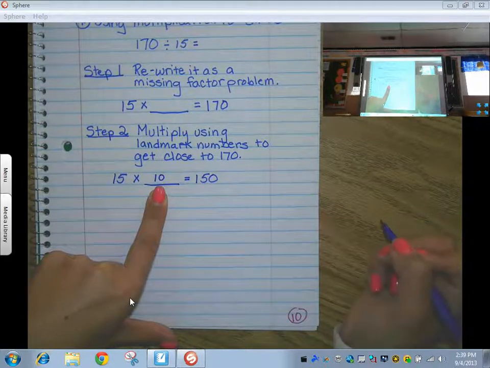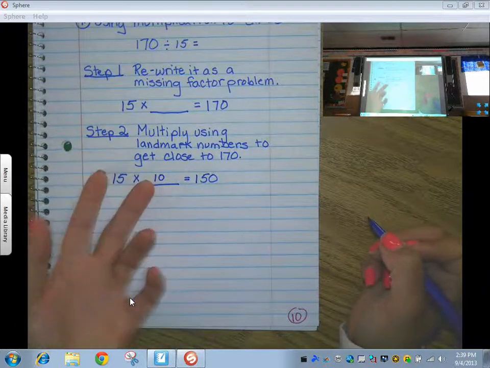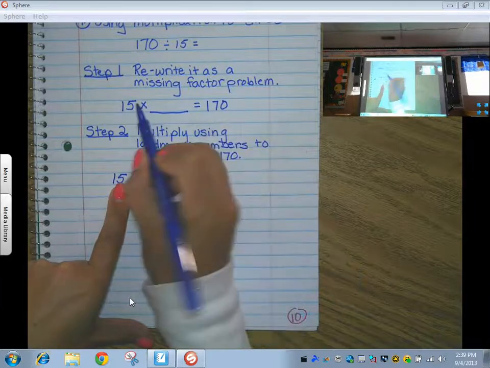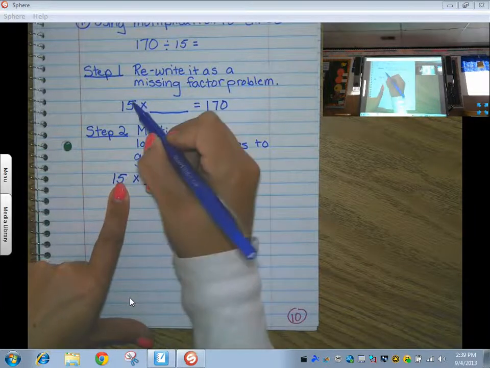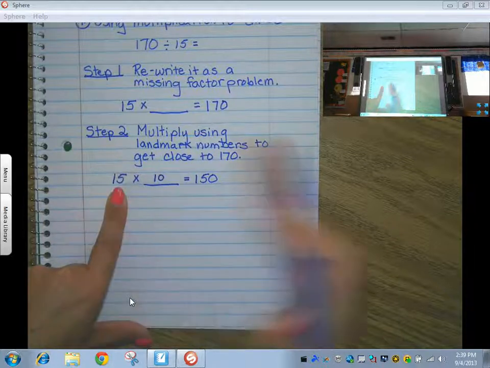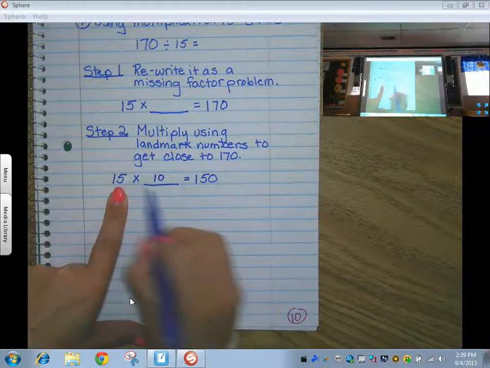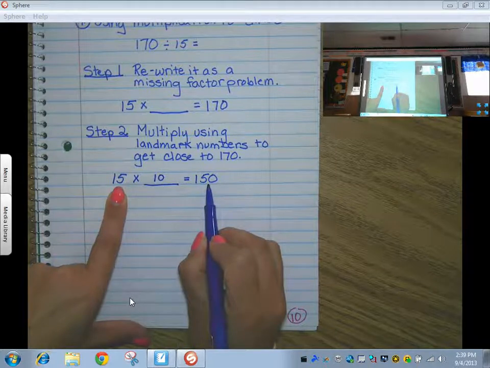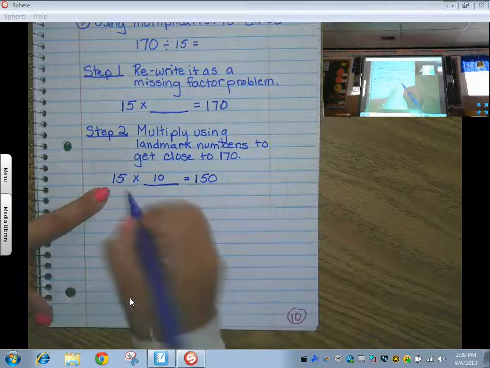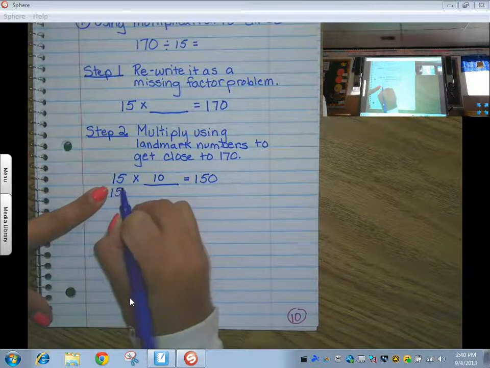I'm close to 170. But I know I can fit another 15. So what do I want to try next? Ruby. Okay. And everybody, what does that equal? 15. Okay. So 15 times 1 is 15.